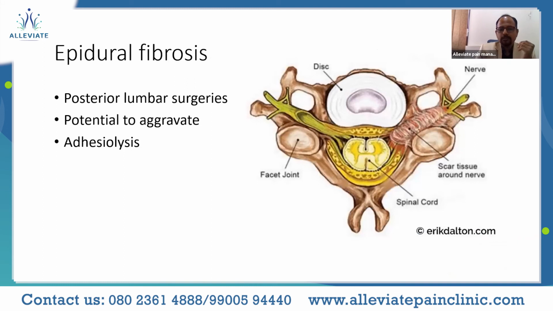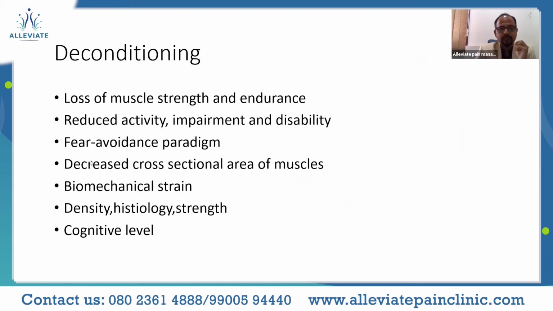Okay, this is again a post-operative complication, which is epidural fibrosis, where you can see that in the post-surgical area there's a scar tissue which is encompassing the nerve root over here. So again, definitely it can cause a radicular kind of pain, which is persisting in the patient. So again, it comes into the category of failed back surgery syndrome. Again, it can be taken care of with the help of adhesiolysis.